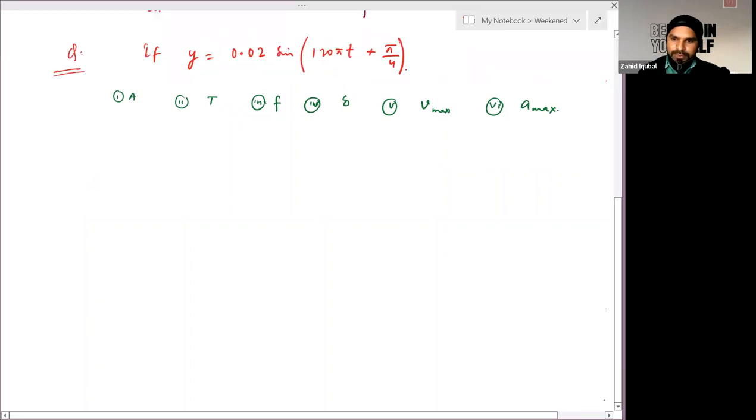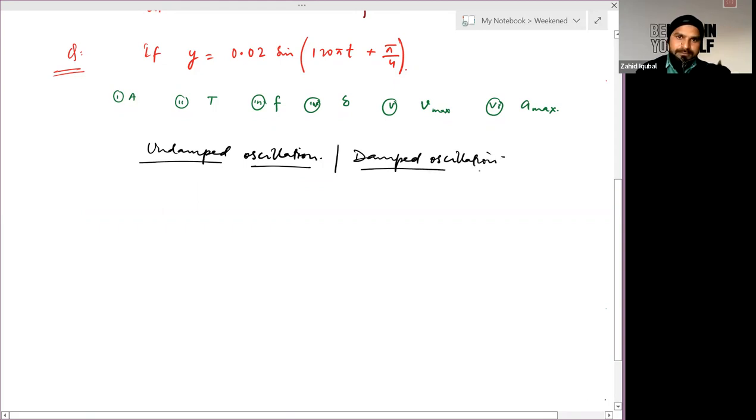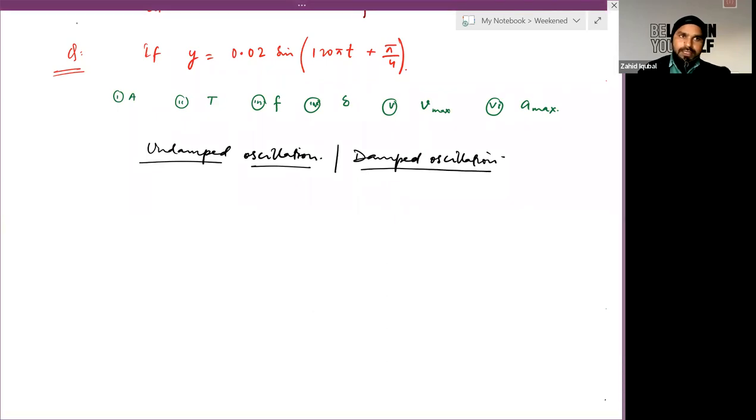Let me define you one more thing. There was the topic undamped oscillation and damped oscillation. If your school is willing to ask some difficult question related to this oscillation, they will ask you this part, damped oscillation, or calculation related to this part.